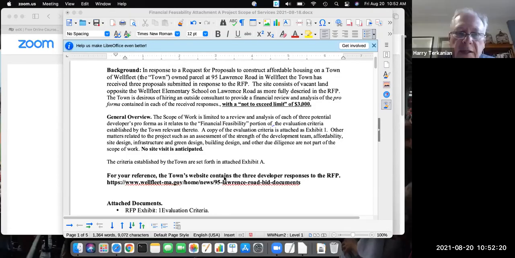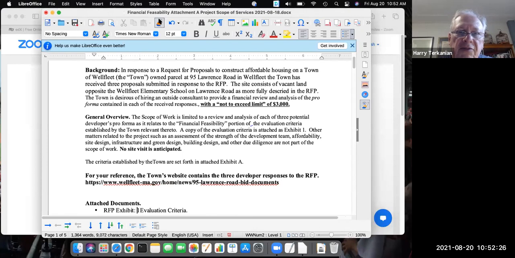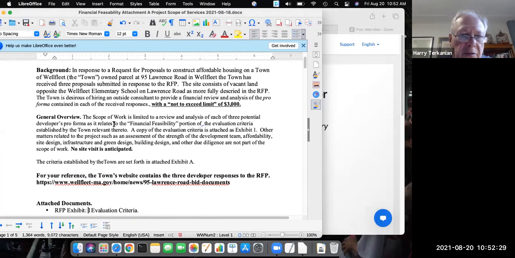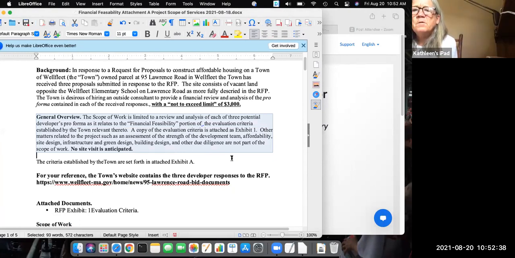Before you go, Rebecca, can we just take a quick look at the scope of services for the financial review, just to make sure that I've done what the group wants? Yeah, do you want me to pull it up? If I can share my screen, I can show you. Okay, here we go. This is the attachment to the request for quotes, and the piece that really is important is this paragraph here. General overview? Yeah.